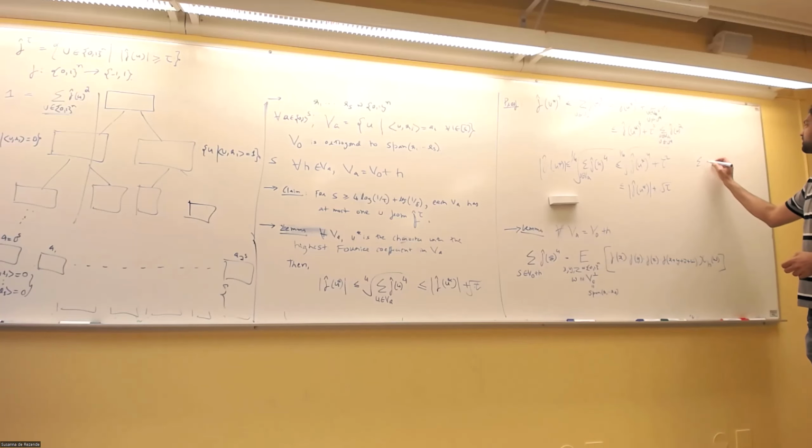So compute this to the fourth. So one can think of this. So S belongs to V0 plus H as the sum over all S.